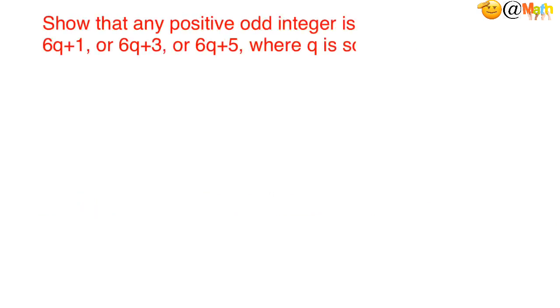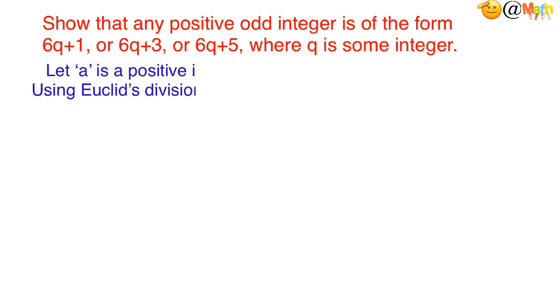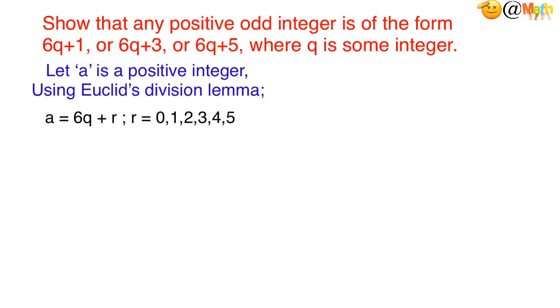Now, show that any positive odd integer is of the form 6q plus 1, 6q plus 3 or 6q plus 5, where q is some integer. Let a be a positive integer. Using Euclid's division lemma, we can write a is equal to 6q plus r, where r takes the value 0, 1, 2, 3, 4, 5.